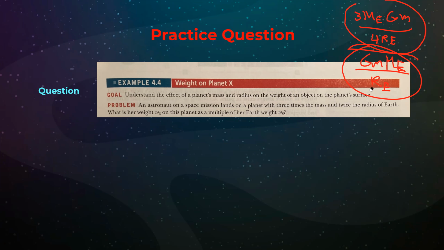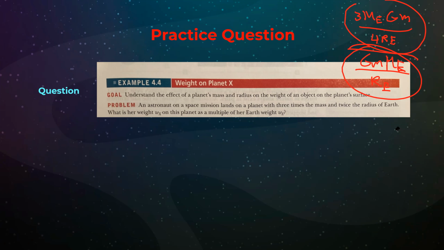Okay, so I'll answer Ali's question first. She asked, why would you divide it though? Is it because they're multiples? So when the question says, what is her weight W sub X on this planet as a multiple of her Earth weight W sub E? When they say a multiple, it's another word for a ratio or a factor. So if you learn about multiplication, 2 times 2, 2 times 3, 2 times 4, they're all multiples of 2. And the same thing is between W sub X and W sub E.